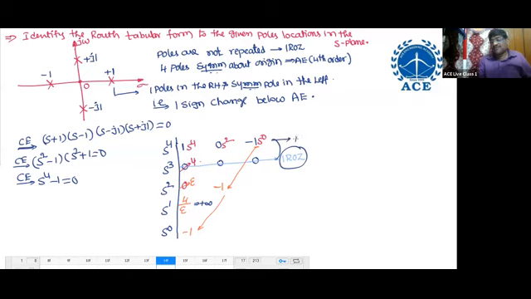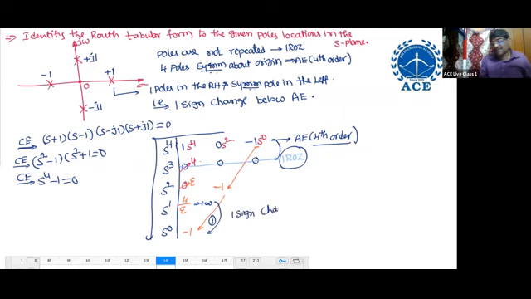Now, one time row of 0. Auxiliary equation order is fourth order. This is just verification, not required, but for our satisfaction. So one time row of 0, auxiliary equation fourth order. And how many sign changes? One sign change below the auxiliary equation. So are all the statements correct or not? All the statements are correct.